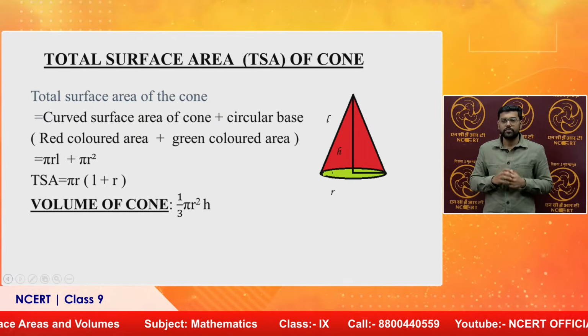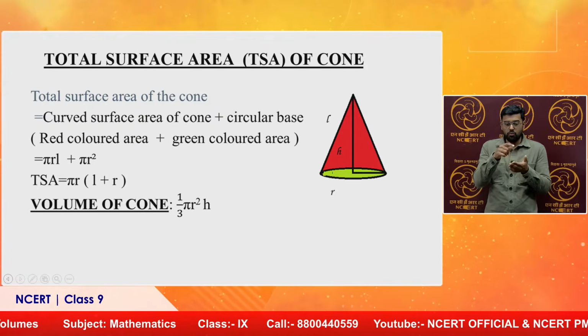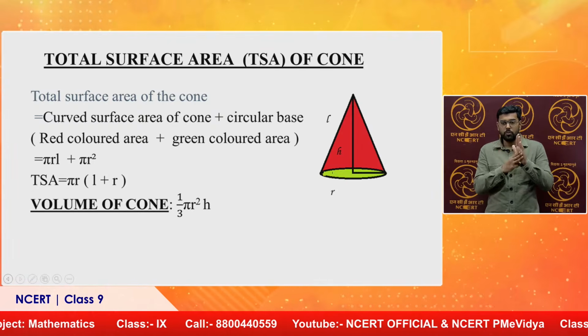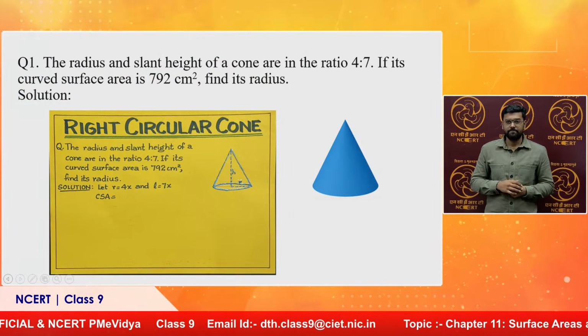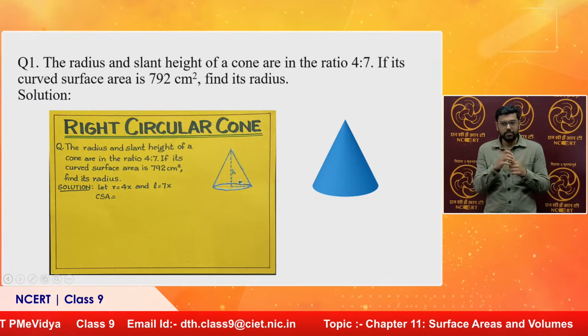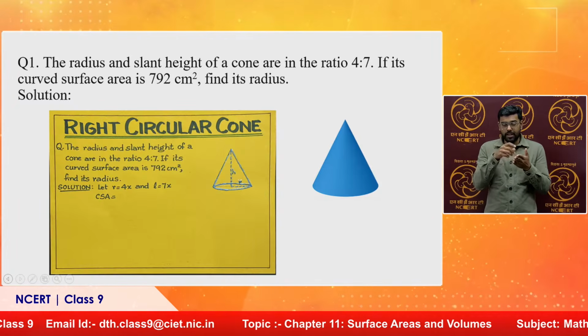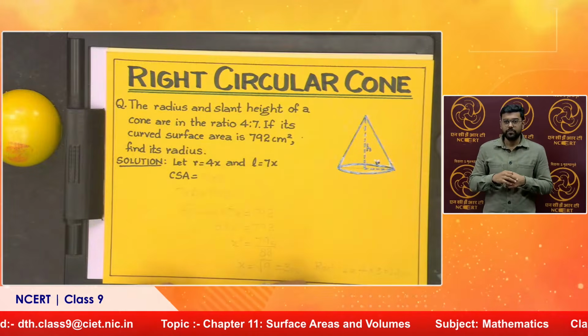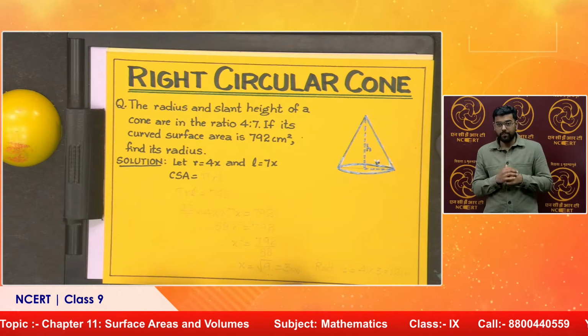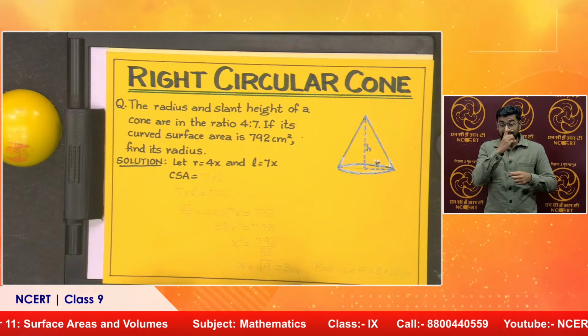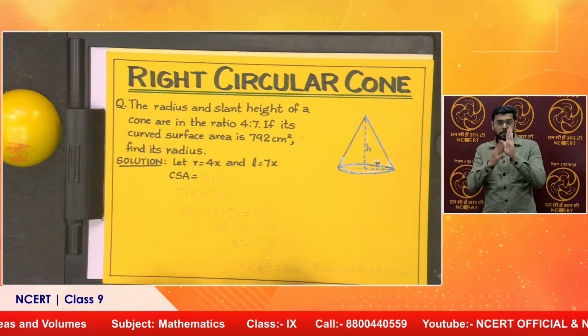We will also calculate the volume of the cone, children. It is 1 upon 3 pi r square h. This is the formula to calculate the volume of a cone. Alright? Now, let us do some questions here so that you understand how to solve the questions based on a right circular cone. Here the question says the radius and slant height of a cone are in the ratio 4:7. If its curved surface area is 792 centimeter square, find its radius.